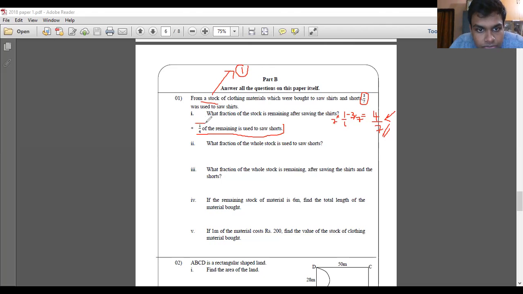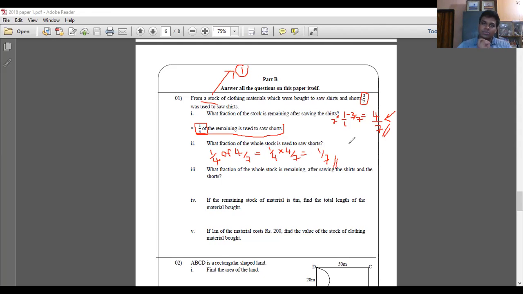Always when they say 1/4 of, write it down: 1/4 of the remaining, which is 4/7. We learned that 'of' is another term for multiplication. So 1/4 times 4/7, the 4 and 4 get cancelled. The answer will be 1/7.